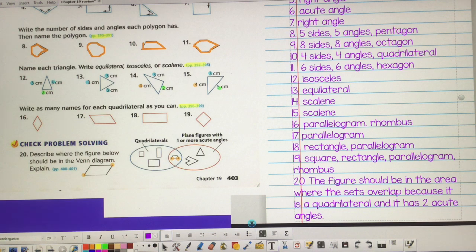Now remember, at any point in time during this lesson, if I went too fast or you didn't get to write that problem down, pause the video or rewind the video to go back and check your work. This is a review for your Chapter 19 open book test.